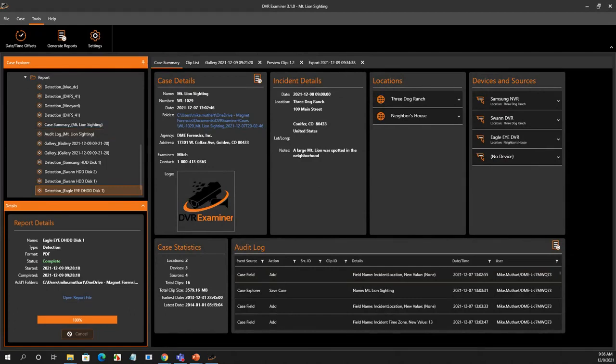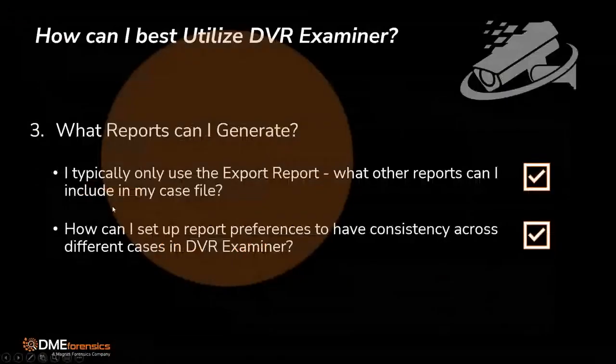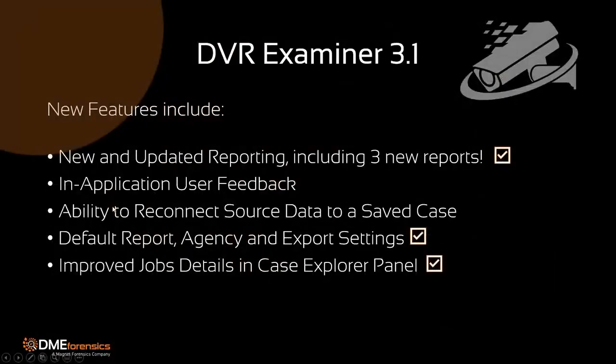So that's the 3 different workflows that I wanted to talk about. And while going over those 3 different workflows, I did cover most of the new features that were included in version 3.1. And I covered the updated reports for you. I kind of showed you the 3 new reports that we have. And I also showed you the default report agency and export settings. And I kind of briefly went over the jobs details in the Case Explorer panel.